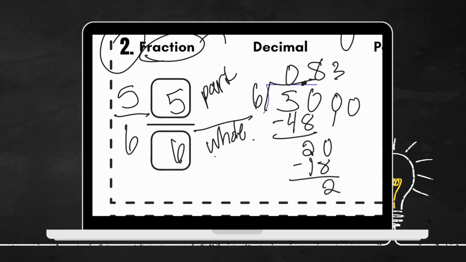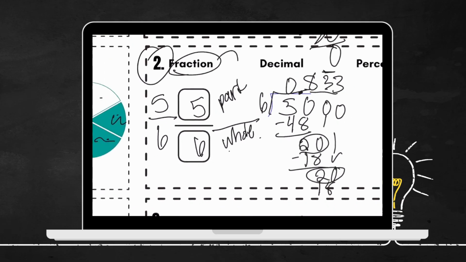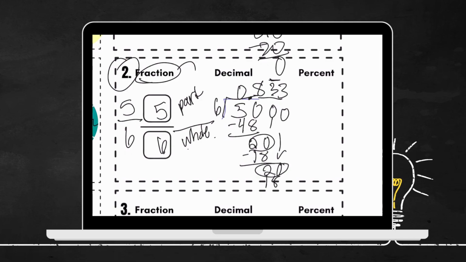Uh-oh. So I'm going to start recognizing a pattern. I bring down, I have a 20 again. So it's going to go in 3 times. 3 times 6 is 18. And now we know that this is a repeating decimal. So remember, this is the tenths place value, the hundredths, thousandths place value. So it would be 83 hundredths, or we can think of this as 83.3 repeating percent is how we would write that. Okay, 83.3 repeating percent.